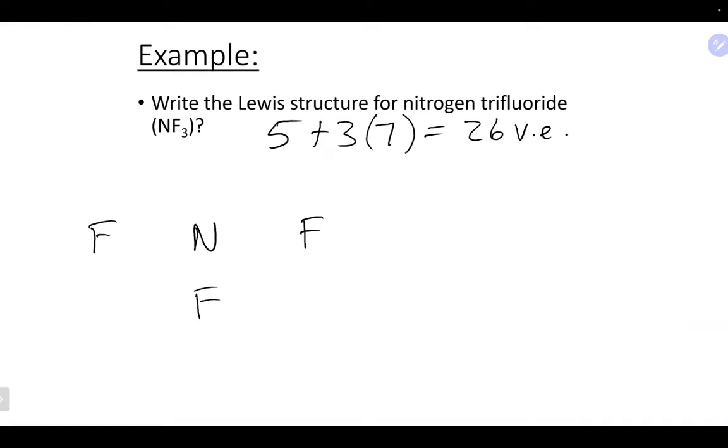It doesn't really matter. All right, I'm going to do one single bond, using lines, to each of them. 1, 2, and 3. Each of those lines represents 2 electrons. That's 2, 4, 6, 8. Who do we appreciate? That is minus 6 here. That means I still have 20 electrons that I need to put on my picture.